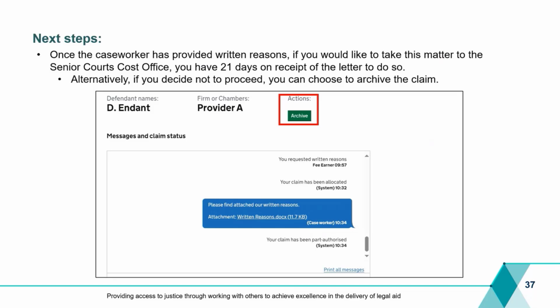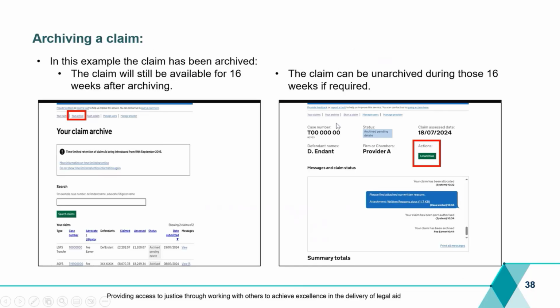Once written reasons have been provided, you will have 21 days from the date of receipt to appeal the claim to the Senior Court Cost Office. Instructions on how to appeal will be included at the bottom of the written reasons letter.